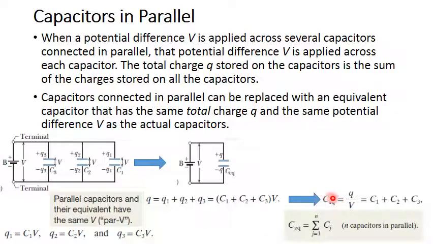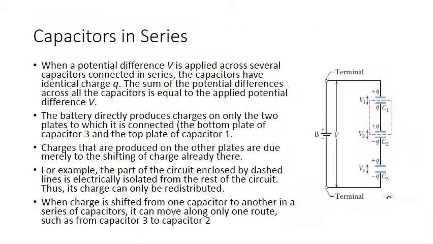So in this case, the equivalent capacitor, C equivalent, would be Q over V, which is C1 plus C2 plus C3. Or in other words, if I have n capacitors in parallel, the equivalent capacitor would be the summation of the values of these capacitors.